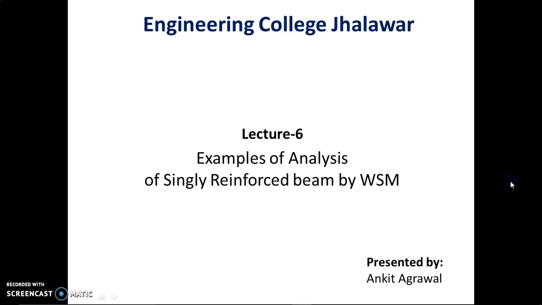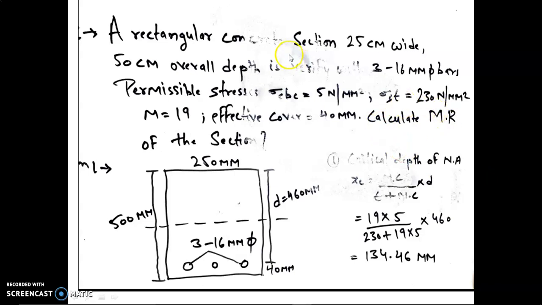So first numerical: we have a rectangular concrete section which is 25 centimeter wide, 50 centimeter overall depth, reinforced with 3 bars of 16 mm dia. Permissible stress sigma cbc is 5 newton per mm square, sigma st is 230 newton per mm square, m is equal to 19, effective cover is equal to 40 mm. Now calculate moment of resistance. Mr means moment of resistance of the section.